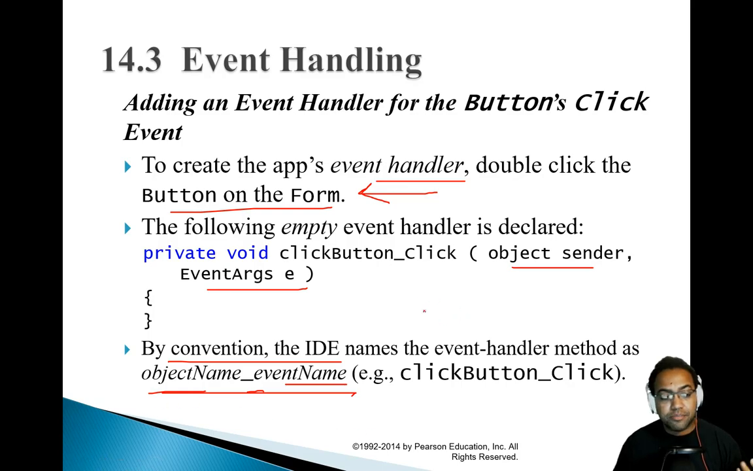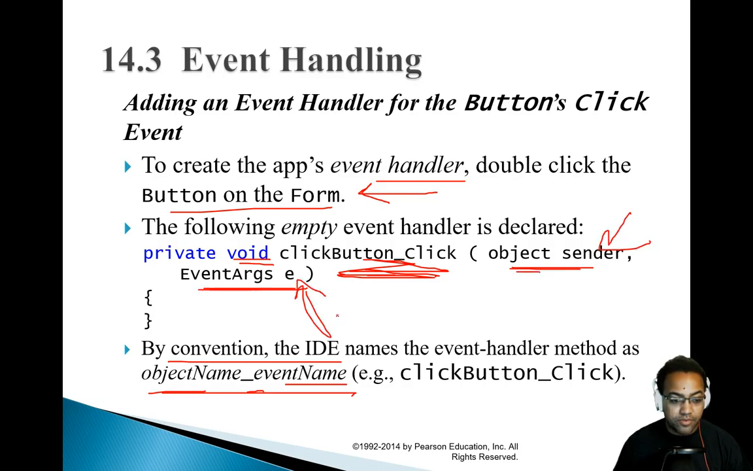Remember, the only thing that's important to this method is that it is void, because nothing will really be returned from this button, or from this event. That it has a name that doesn't contain reserved words, and that it contains these two parameters: the object sender, and EventArgs with the variable name e.